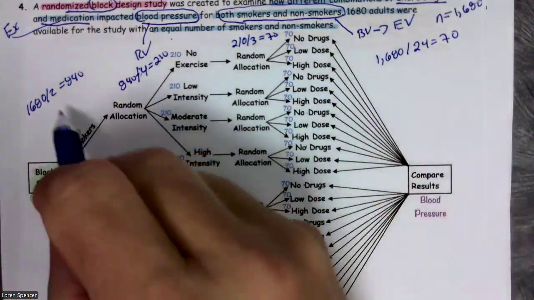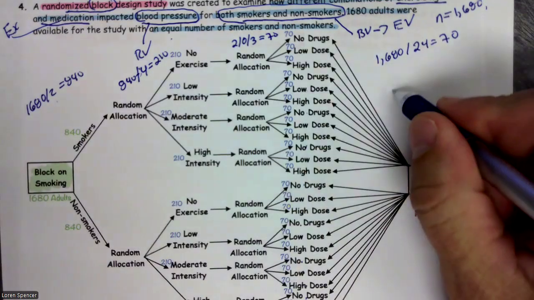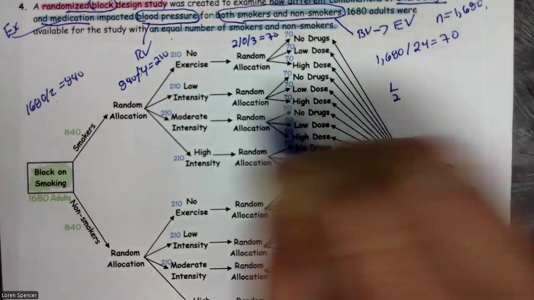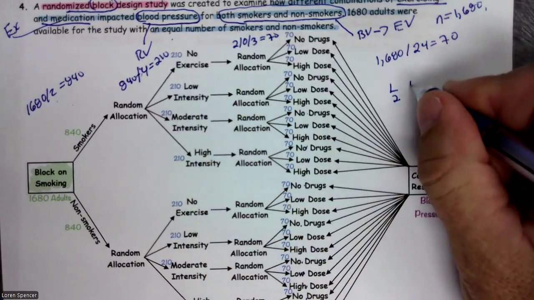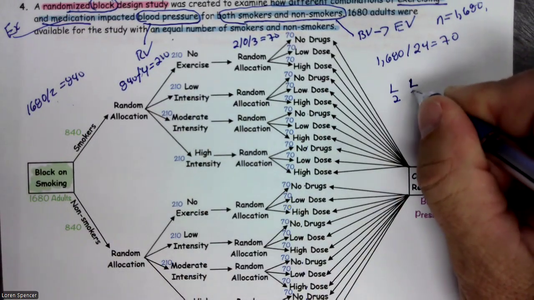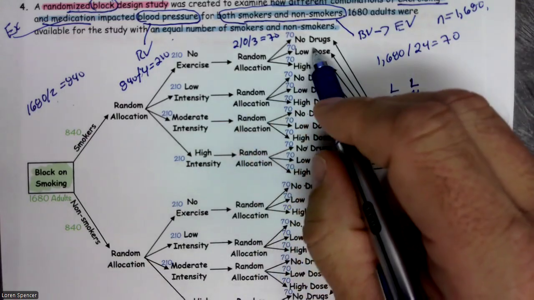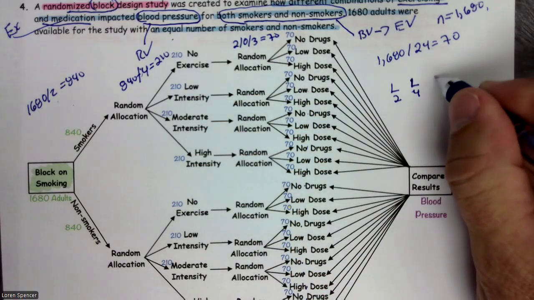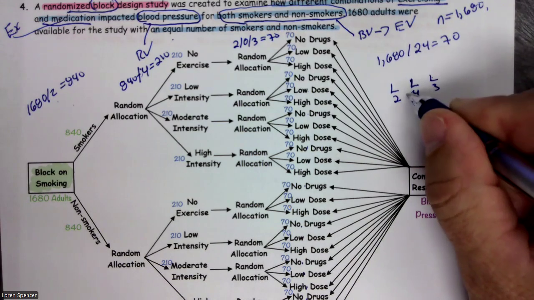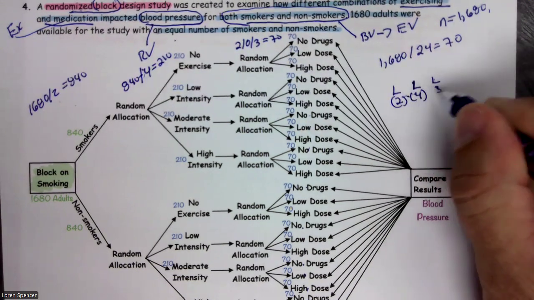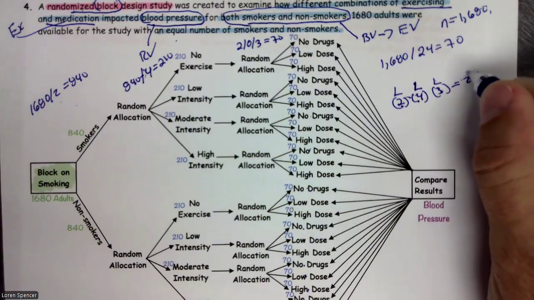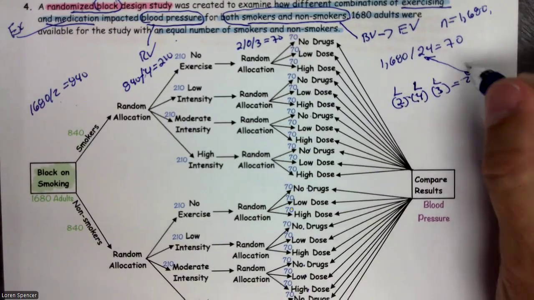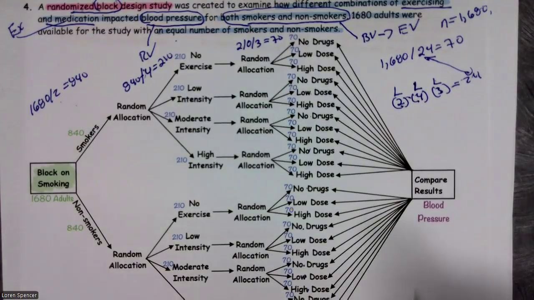And also, we had two levels here. So the blocking variable had 2 levels, exercise had 4, and then we had the drug level, the third one. And if we go 2 times 4 times 3, 2 times 4 is 8, times 3 is 24. And that's our number of treatments. Okay, or we can just count them all up.